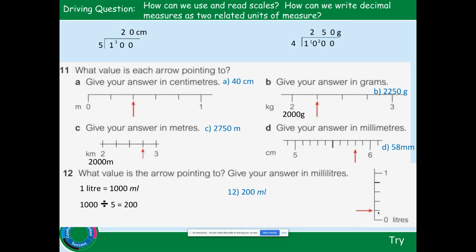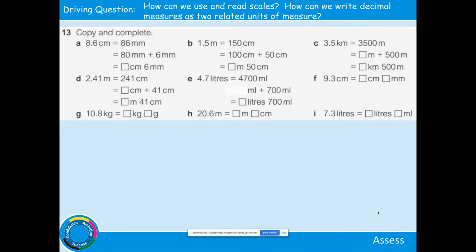Okay. Any corrections you need to do, just press pause and then press play when you're ready to move on. Okay, so copy and complete. This is your task to do on your own. Press pause, copy them down, see if you can fill up the gaps, and then press play when you're ready to carry on.